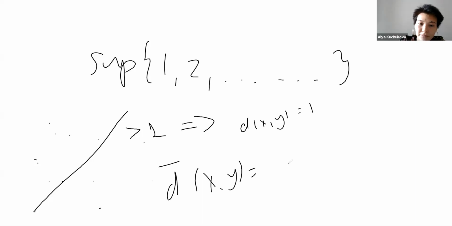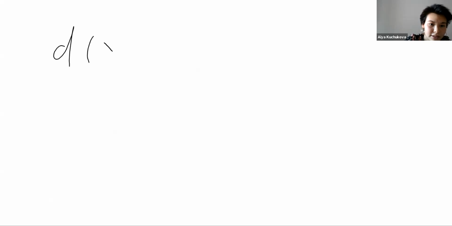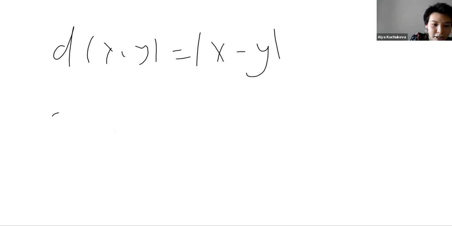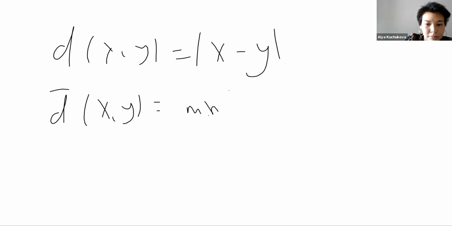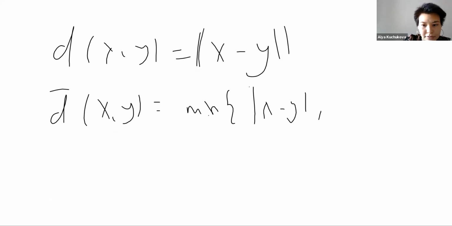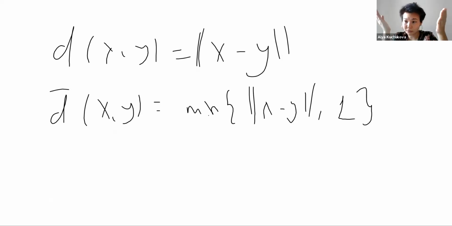When we had metric d, which was defined as this, we also did d bar, which was the minimum of the norm of x minus y, and 1. That's a nice idea, because it tells us if the distance is less than 1, keep whatever the distance was. If the distance is bigger than 1, let's make it 1. So 1 would always be the maximum of our distances, right?